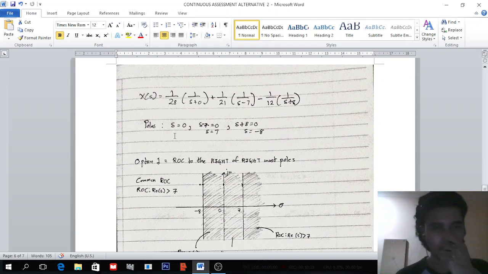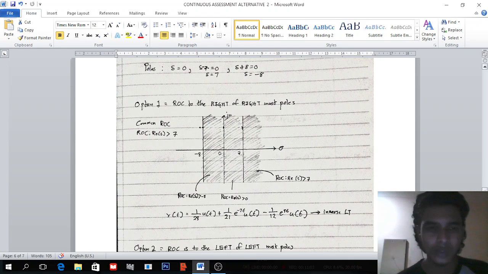Okay, next we need to replace the A, B and C here. So X(s) is 1 over 28 times 1 over s plus 0, plus B, 1 over 21 times 1 over s minus 7, minus C, 1 over 12 times 1 over s plus 8. So as for the poles, it is s equals 0, s minus 7 is s equals 7, s plus 8 is s equals negative 8.